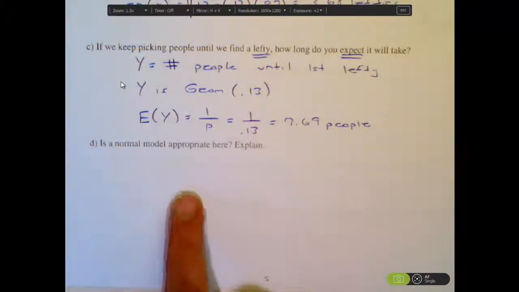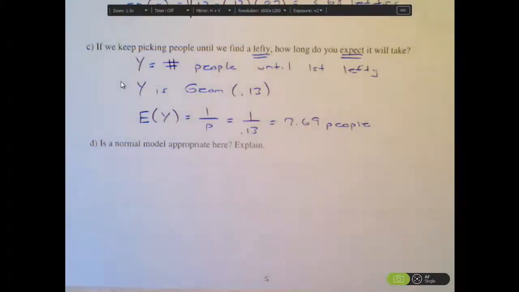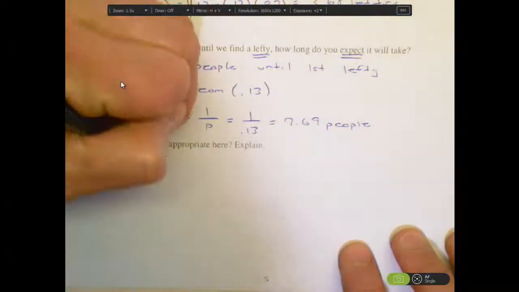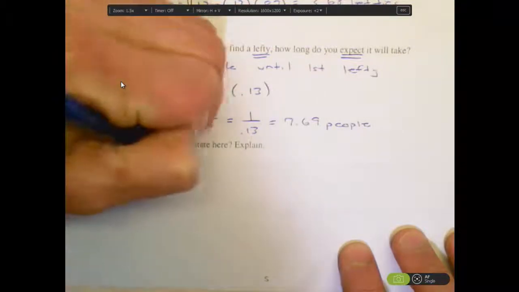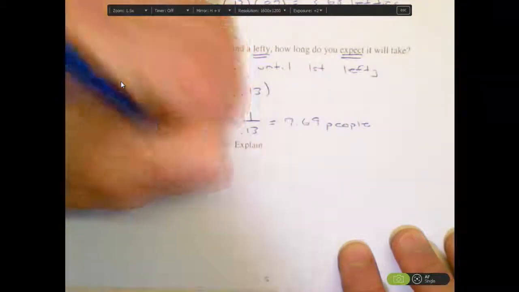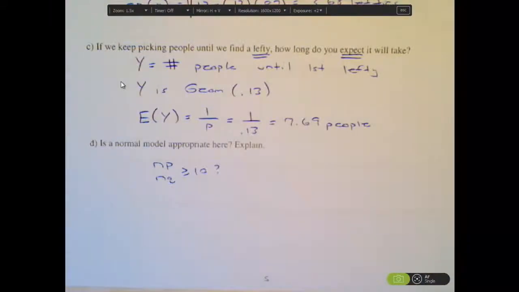Okay, is the normal model appropriate here? Sometimes you can use the normal model as an approximation for the binomial probability model. And if you remember, that hinges on one condition. It was the first condition we started talking a lot about. It's the success failure condition. So, in essence, what I need to know is this. Are np and nq greater than or equal to 10? If so, my sample size is large enough and I can use the normal model as an approximation.